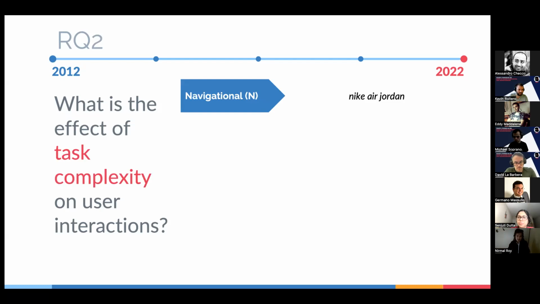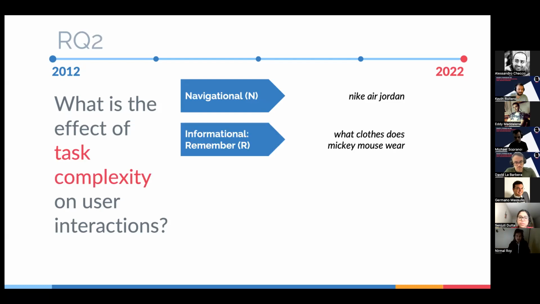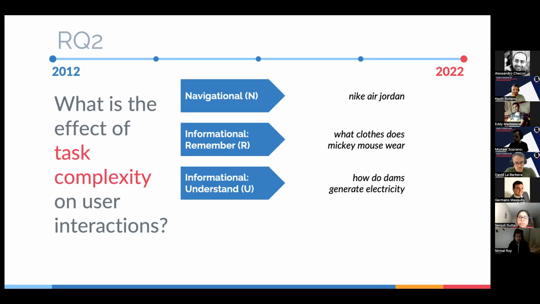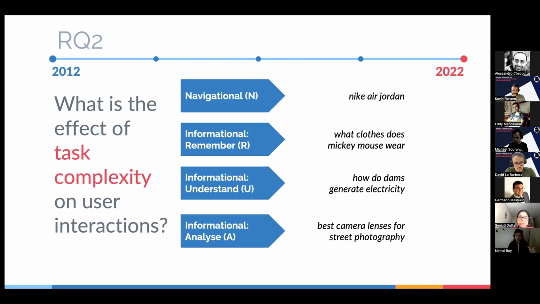We also had tasks of informational intent, where users either would have to remember a certain fact, like what clothes does Mickey Mouse wear, or they have to understand information, like how dams generate electricity, or where they would have to analyze, like which camera is best for street photography. As we can see from the examples, the 4 task types have increasingly complex information needs. In total, we had 12 tasks, 3 tasks belonging to each level of complexity.